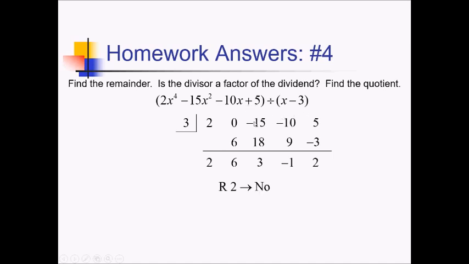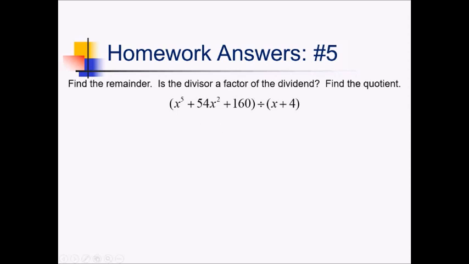For the quotient, we use all the numbers down here except the remainder, and it's going to be 1 exponent lower than we started. Since we had x to the fourth and we divided by an x, that means this 2 here represents 2x cubed, followed by 6x squared, plus 3x to the first, or just 3x, minus 1.